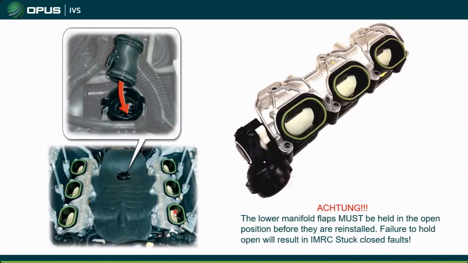The reason that you're doing that is because, it's a little hard to see, but in the head here is a little divider. And if you put this assembly back down without holding the valves open, then the valve actually gets caught on that divider. And instead of being able to swing down when it's commanded, it gets stuck. And you'll get faults for the intake manifold runner stuck closed. And you'll have to pull the whole supercharger off again. You'll have to pull this thing up again. I mean, it's not a mistake you want to make.